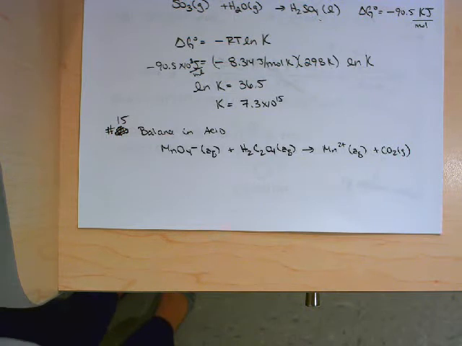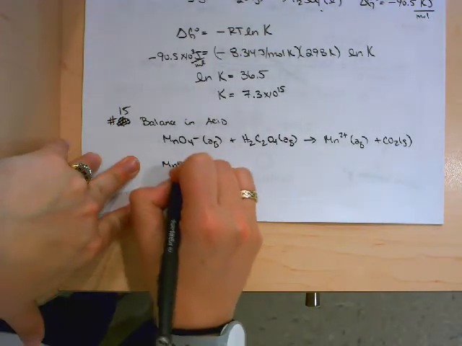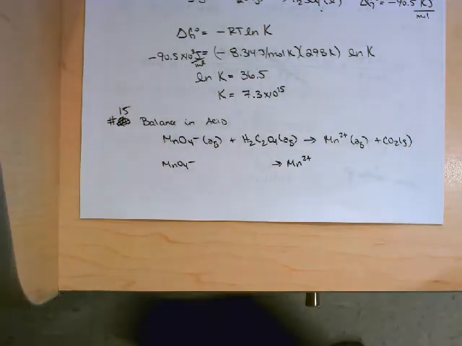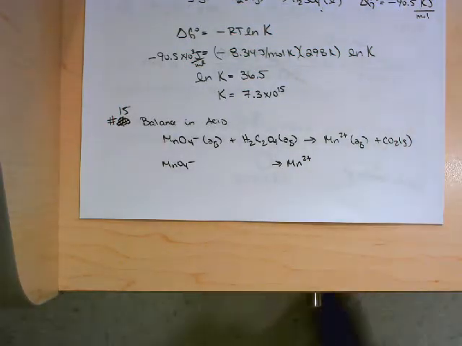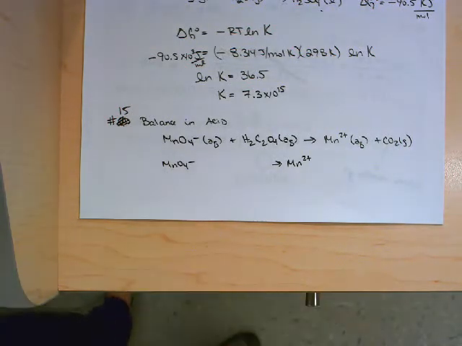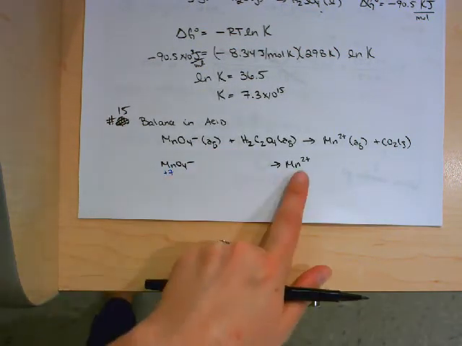Alright, do you have a preference which half you take first? Manganese or carbon? Manganese, sounds good. Alright, how do I go about figuring the oxidation state of this Mn? What do I know about the oxygen? -2 all the time. If I have 4 of them, I now have -8. So what must be the manganese to leave it overall -1? +7. I've gone +7 to +2.